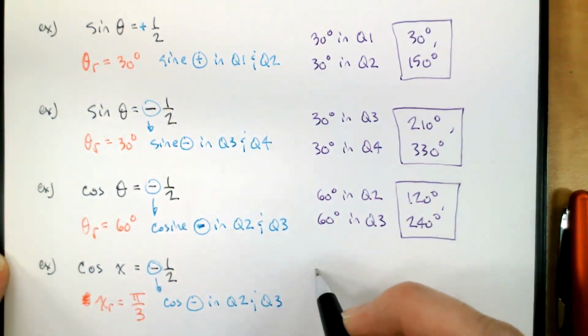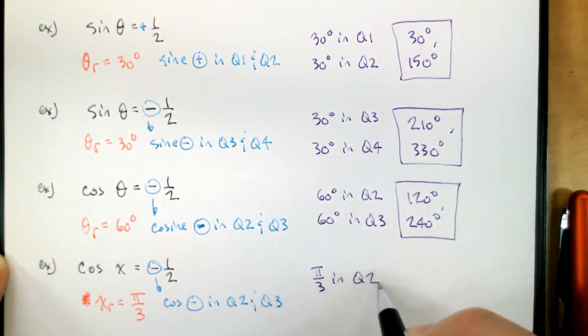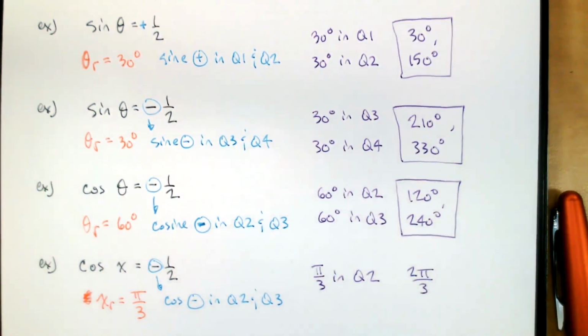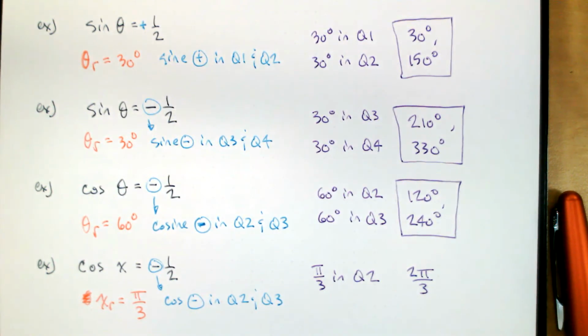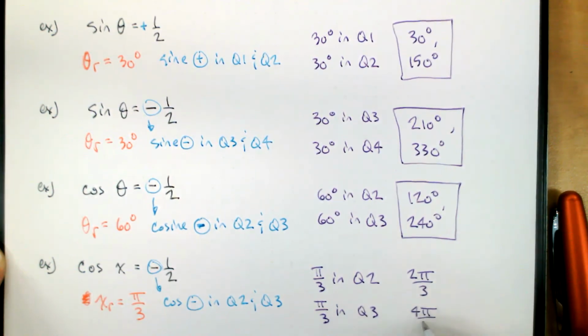Pi over 3 in quadrant 2 is 2 pi over 3. As I take pi and subtract pi over 3, 3 pi over 3 minus 1 pi over 3 is 2 pi over 3. And pi over 3 in quadrant 3 is 4 pi over 3.